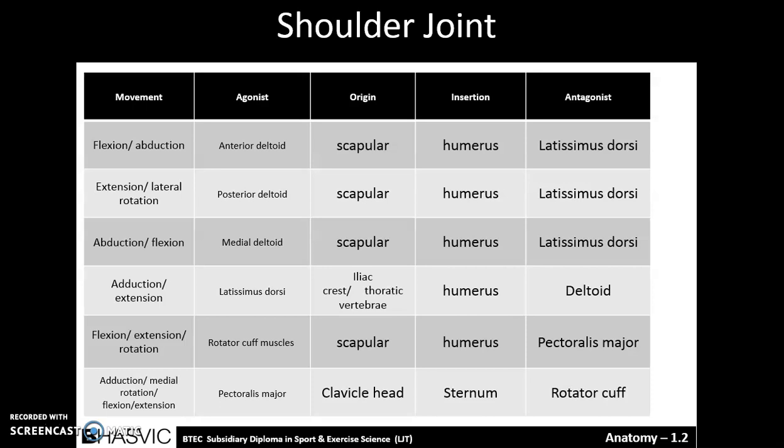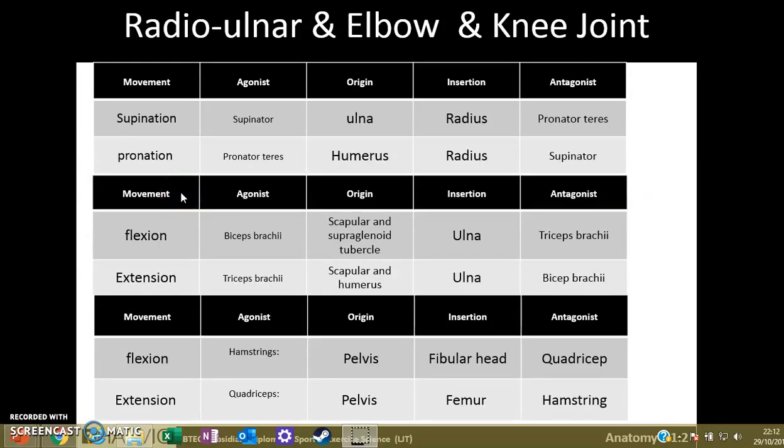Its antagonist muscle is the pectoralis major. The pectoralis major helps with adduction, rotation, flexion, and extension. It originates at the head of the clavicle and inserts at the sternum. Its antagonist pair is the rotary cuffs. These would help a boxer as it allows them to move their arm forward and extend it to punch their opponent. The supinator muscle helps with supination.